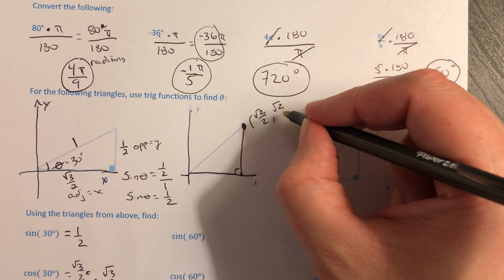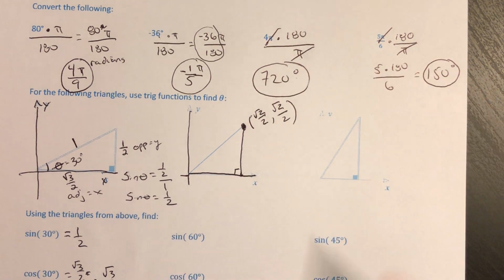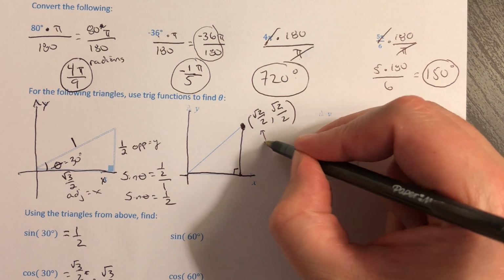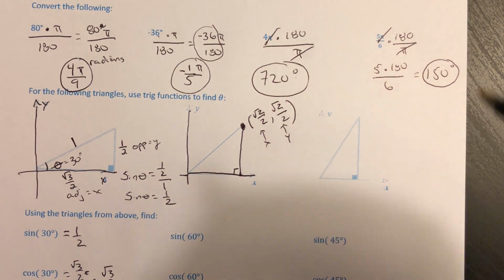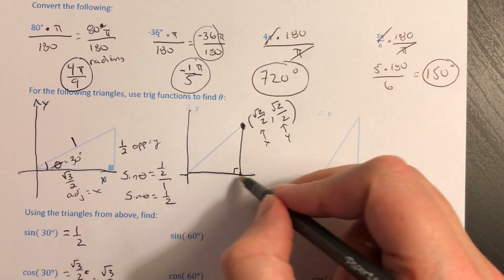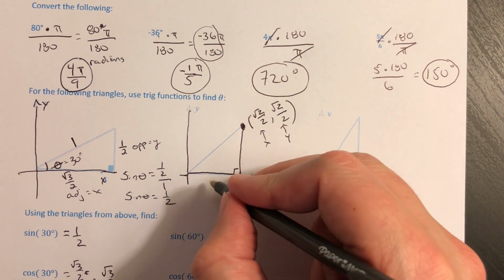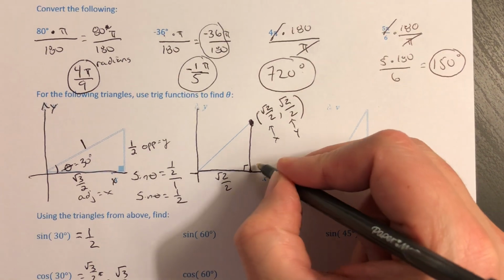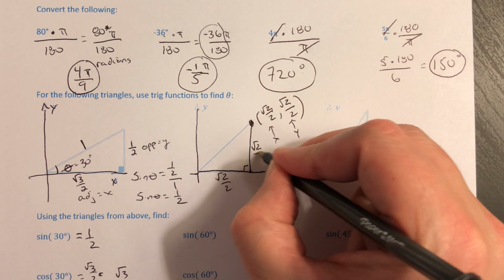over root 2 over 2. Remember, just a review from last week, that means this is my x coordinate, this is my y coordinate, and we go to label it. The x coordinate is the horizontal aspect of the triangle, so this is root 2 over 2, and y is the vertical, so this is root 2 over 2.